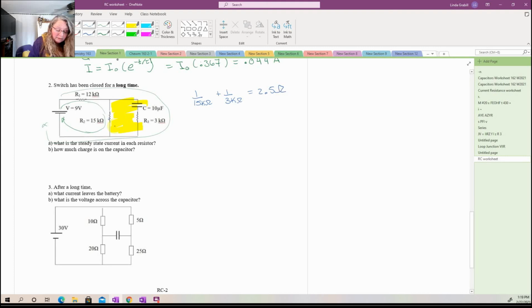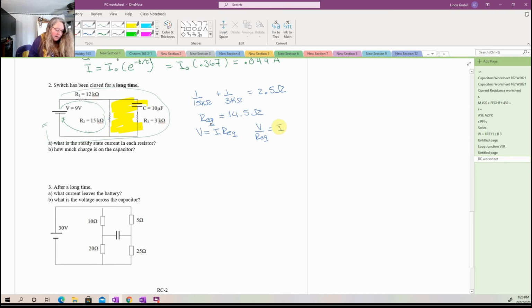So I've combined these two resistors together to come up with this 2.5 kilo ohms, and that is now in series with this R1. So my REQ for this circuit is going to be this 12 plus this 2.5, so 14.5 kilo ohms. All right, so now I know my REQ. If I want to know the total current that this thing can have, when I first get the maximum amount of current going, then V equals I REQ, or V divided by REQ equals I.